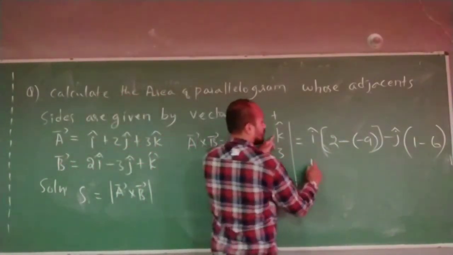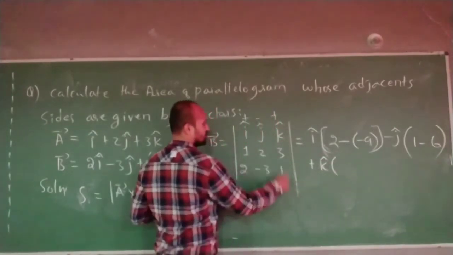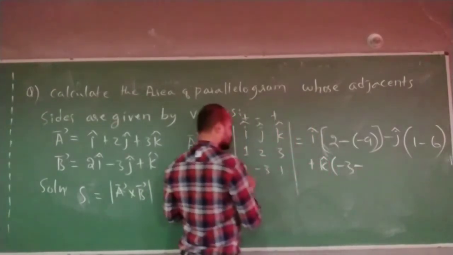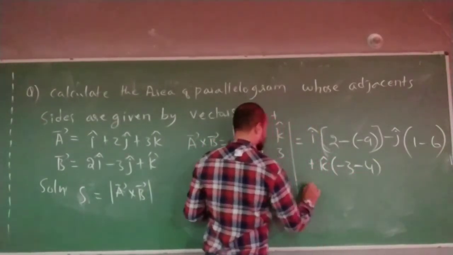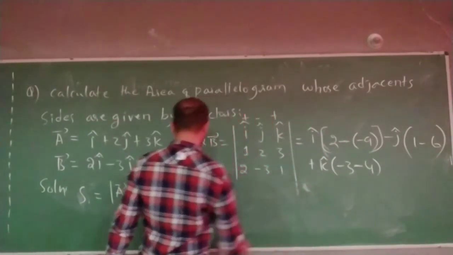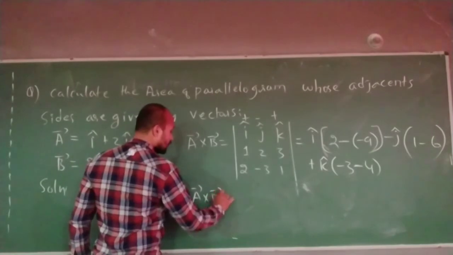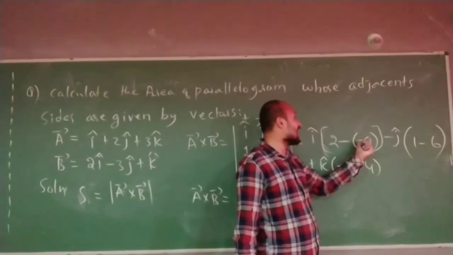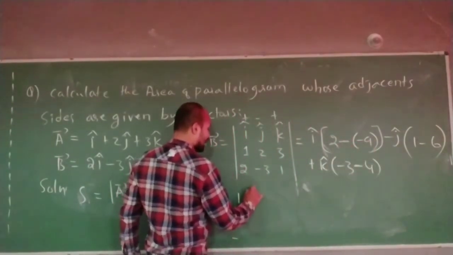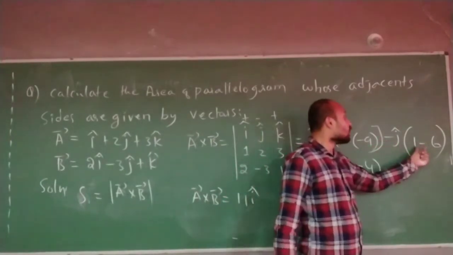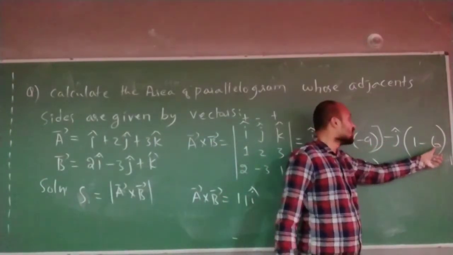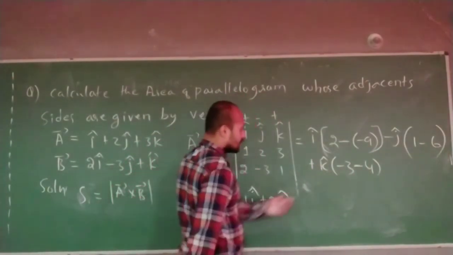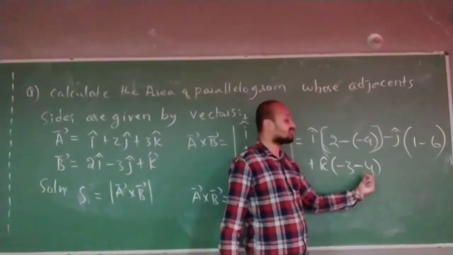Next plus k cap into, forget about this column and this row. 1 into minus 3 minus 2 into 2, 4. So A cross B will be equal to minus of minus will become plus, 9 plus 2, so it will become 11 i cap minus j cap into 1 minus 6, which is minus 5. Minus 5 into minus j cap, plus 5 j cap, plus k cap into minus of minus 3 minus 4. How much is it?